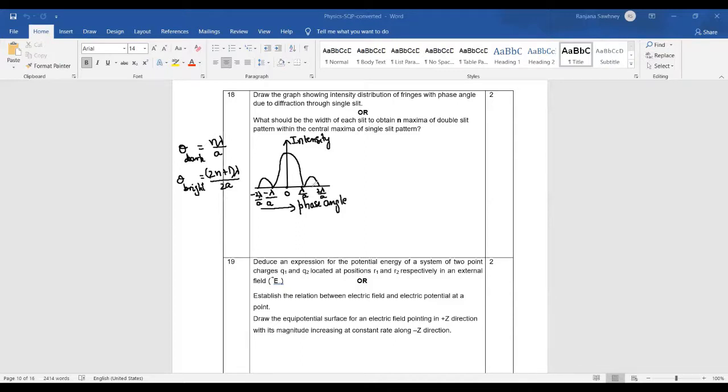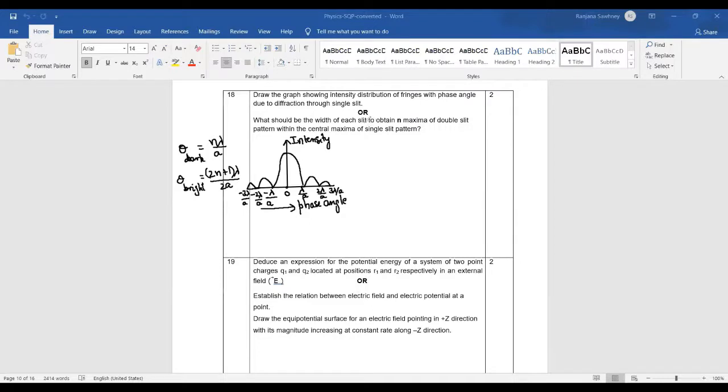Here we see that the intensity of the first bright band, that is first secondary maxima, decreases. The intensity of the central maxima is maximum, whereas the third dark band is formed at 3 lambda by a on either side. Okay, so the intensity of the central maxima is maximum, and with the increase in the order of the secondary maxima, the intensity decreases. Also, the width of the central maxima is double the width of any of the other secondary maxima.